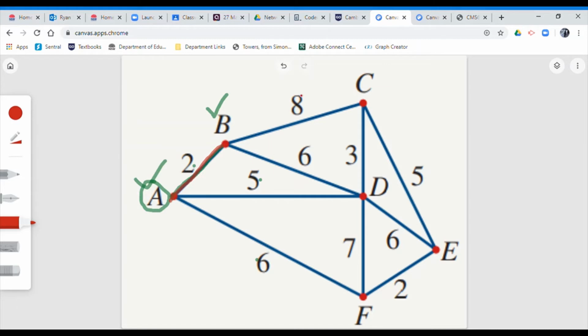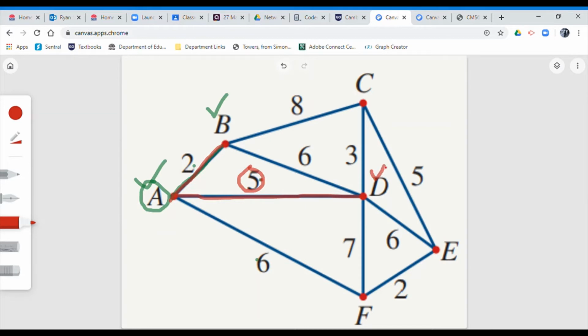We've got traveling to C, which would get us along the edge of 8. And we can look at going from B to D, that would be a value of 6. And we could go from A to D, which would take us a value of 5, and then A to F, which would be a value of 6. Again, you take the lowest option. The lowest option here is 5. So what we're going to do is we'll then draw the path that we've taken. We now know we visited D.